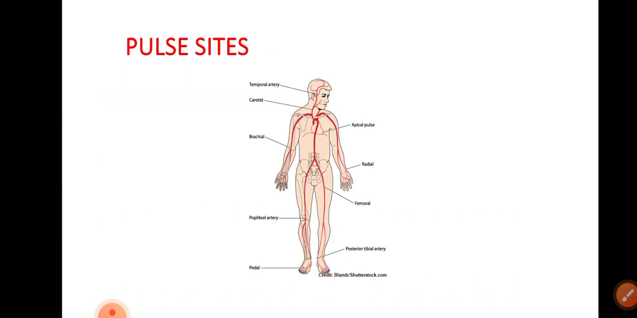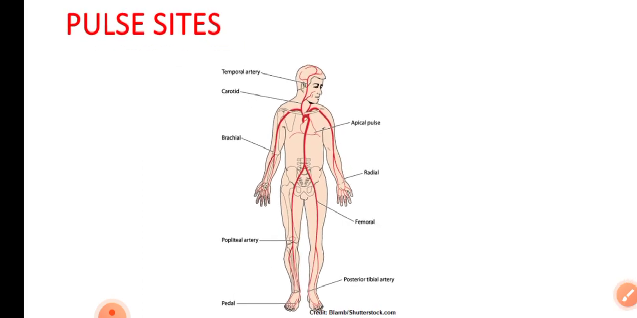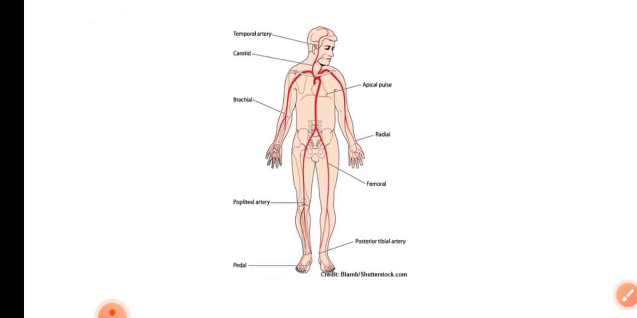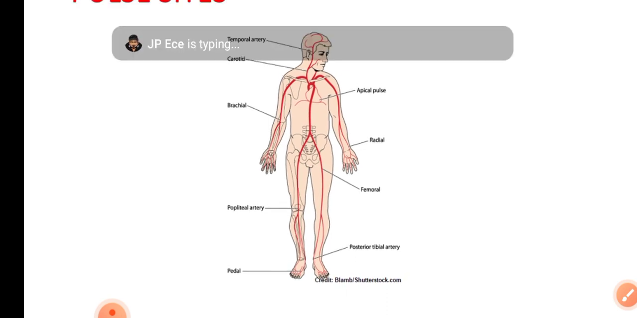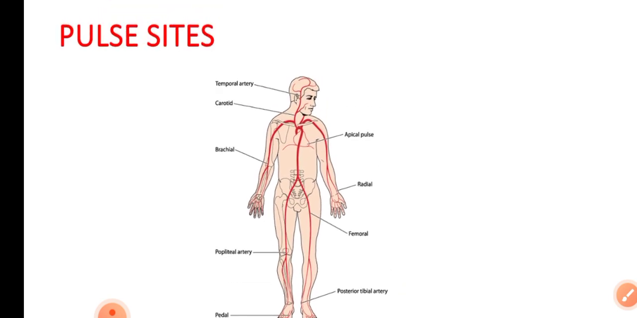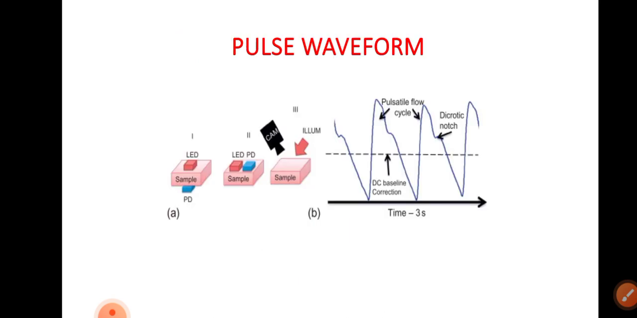These are the pulse sites where we measure the pulse: temporal, carotid, brachial, popliteal artery, pedal, posterior tibial artery, femoral, radial, and apical pulse. Next, this is a pulse waveform.